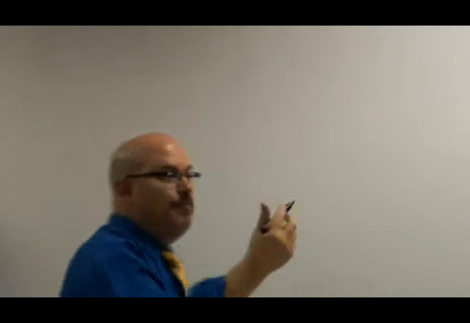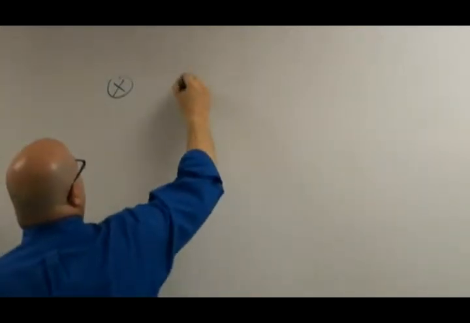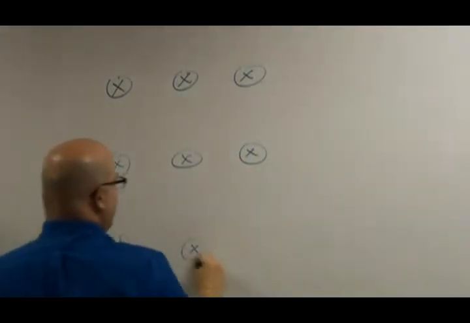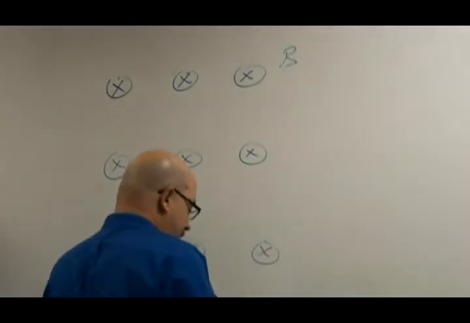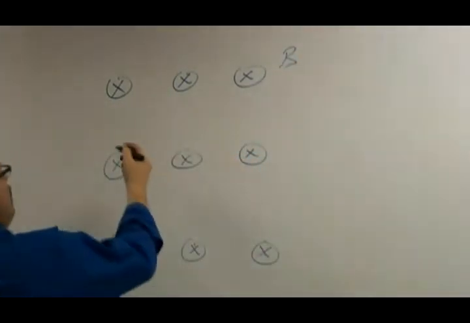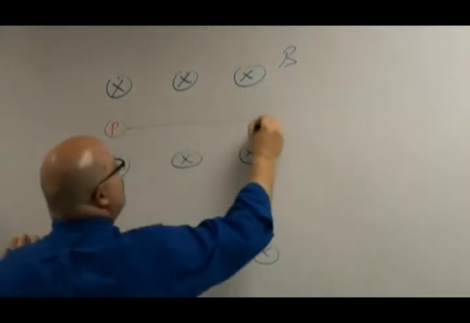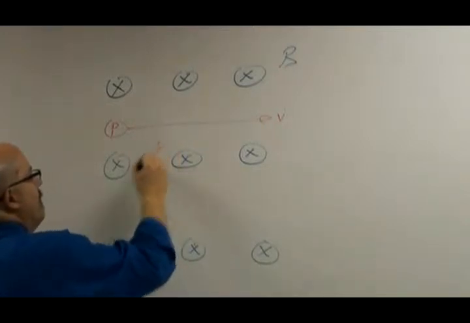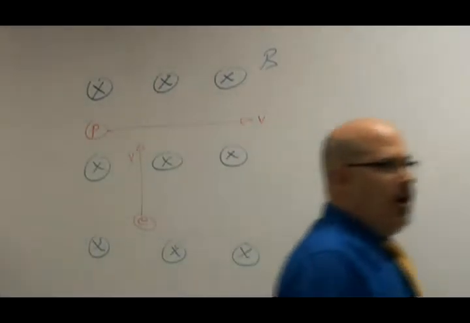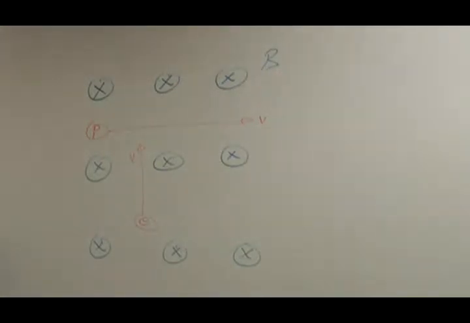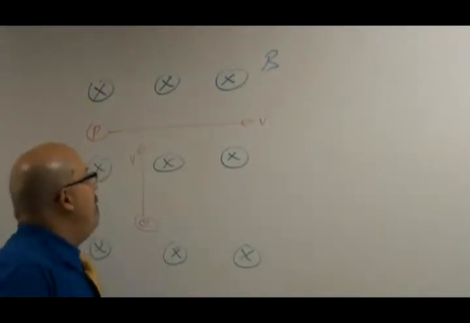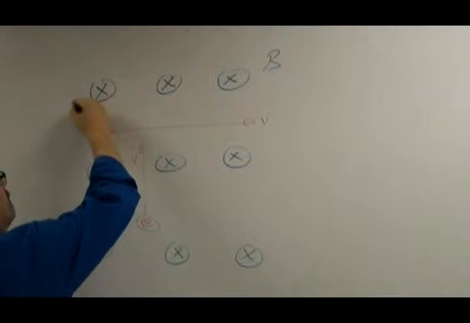Okay. So here you go. You ready? Here's my magnetic field. Here's my proton going this way. And here's my electron going this way. Okay, what's the direction of the force on my proton and my electron? Let's do this one first. Which way is the force on this one? Up.